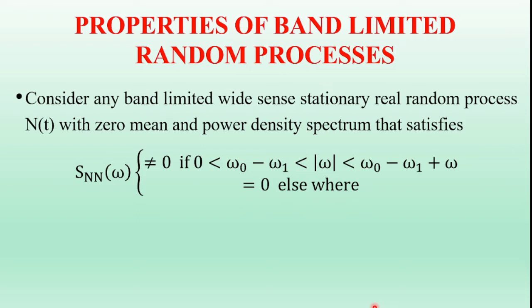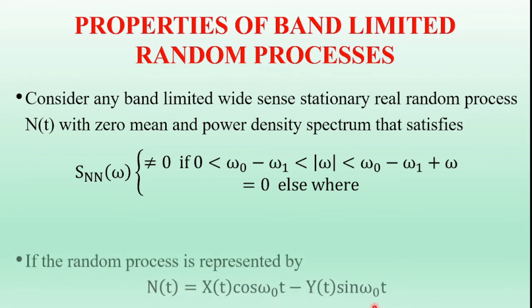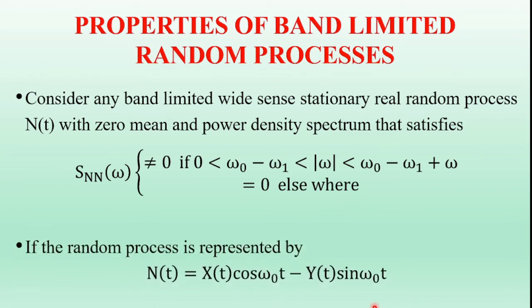Okay, the random process n of t or x of t is a wide sense stationary random process. It satisfies some important properties. That random process is represented by n of t is equal to x of t cos omega naught t minus y of t sin omega naught t.